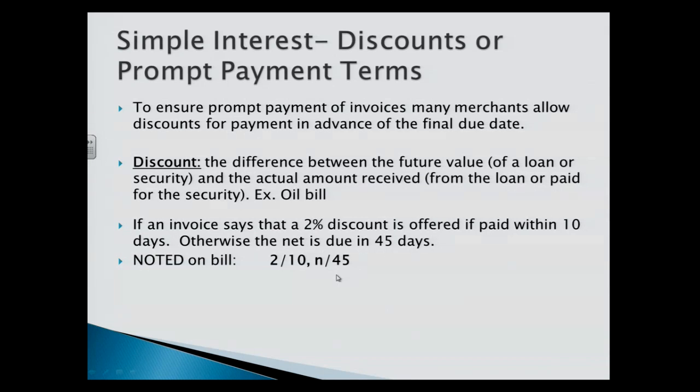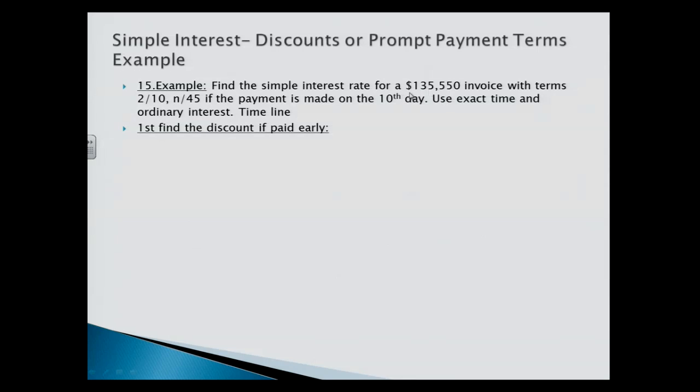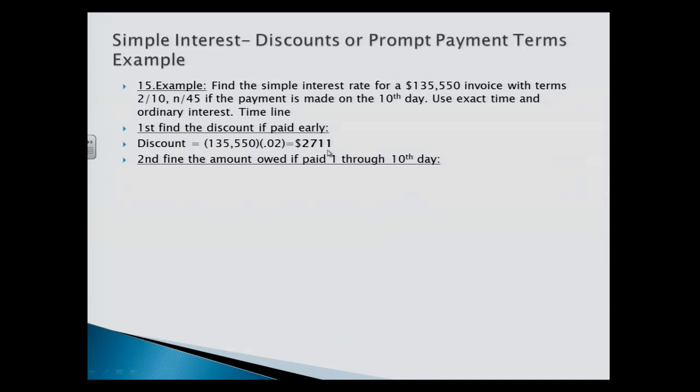So let's look at this. This is a large invoice, $135,550, and it has the terms 2/10 net 45. So if I pay it in day 1 through 10, I get a discount of 2%, and my discount is $2,711. So if I paid it day 1 through 10, I subtract my discount from the original principal, and I only have to pay $132,839, day 1 through 10. After day 10, I have to pay the original amount.